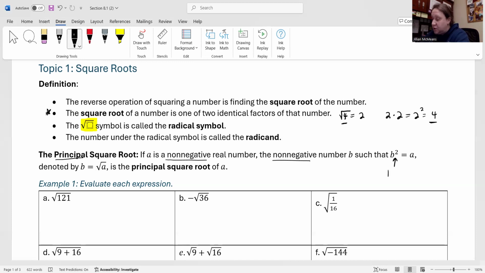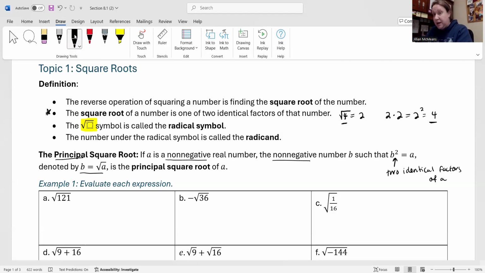I get a. So this would be the 2 identical factors of a. So we already know the square root of a number is one of 2 identical factors of a. So if b squared ends up being the 2 identical factors of a, then b by itself is the square root of a. We just have to denote and make note that they're both non-negative. So b equals the square root of a is the principal square root of a.